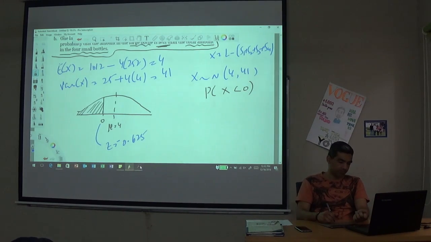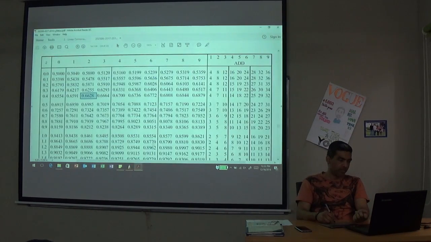Let's check the table. 0.62 is right here, and if we go further, 1, 2, 3, 4, 5, 6, we need to add 16. So it is 0.7340.